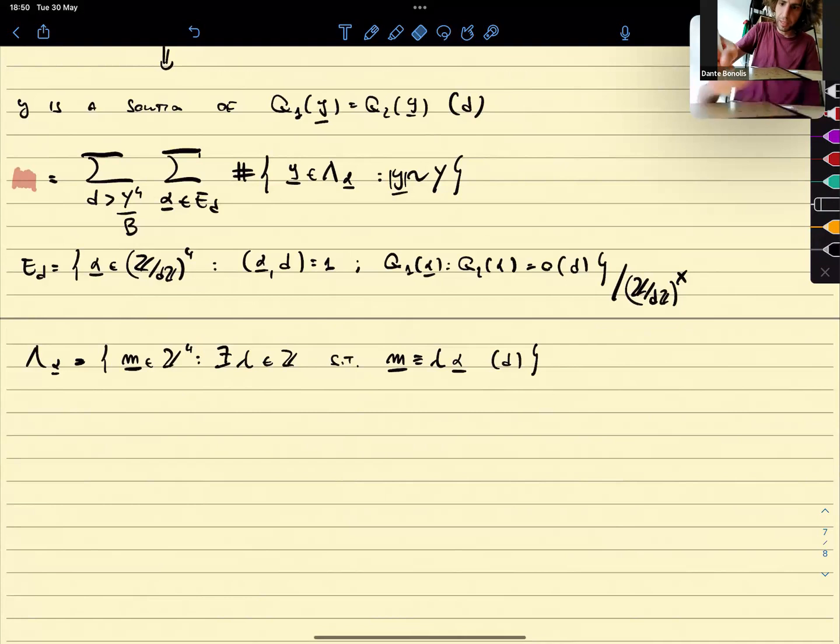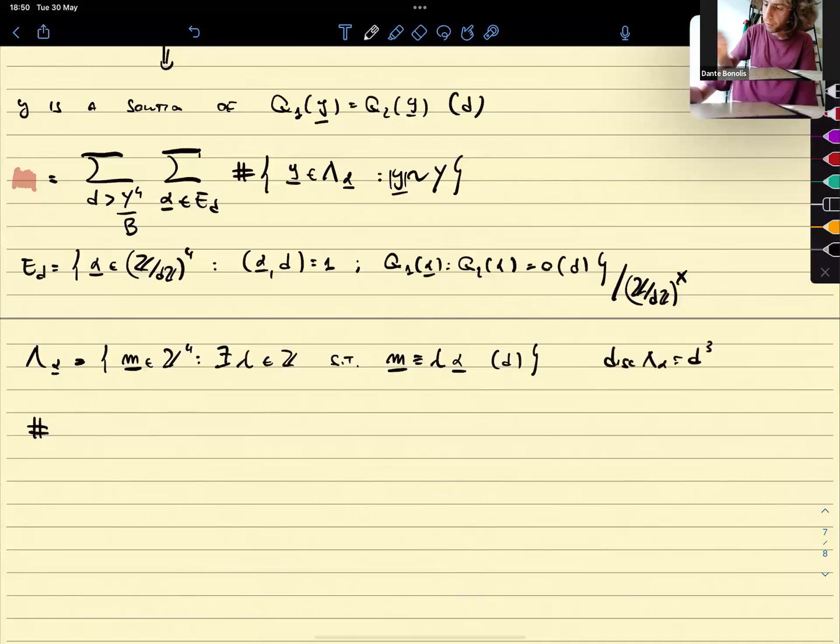Now why this turns out to be the right thing: we have a really effective way to compute points, because we reduce our original problem to just counting vectors on a lattice. Let me also say the discriminant of this lattice turns out to be d to the power 3.